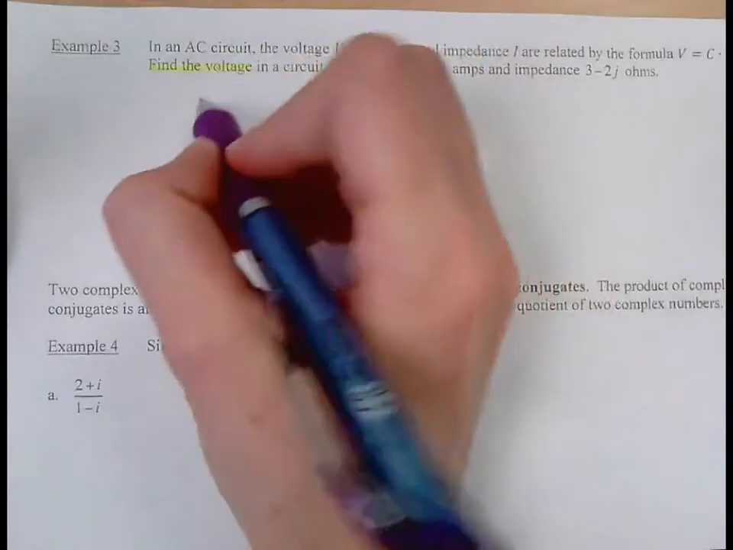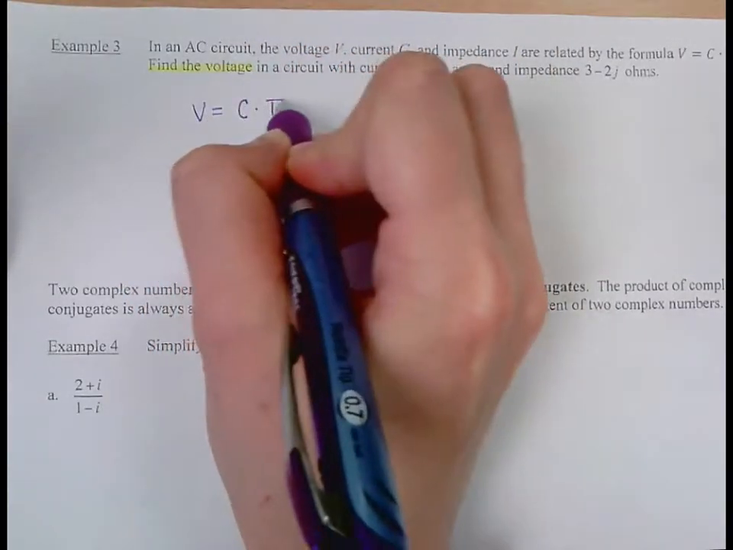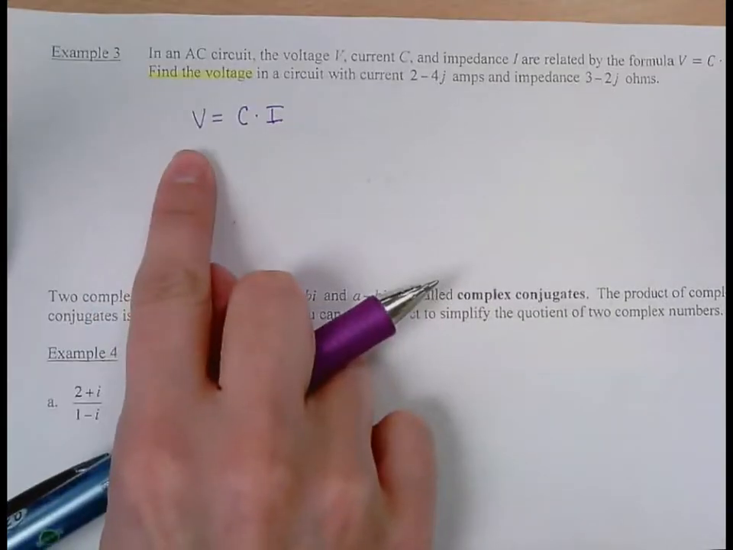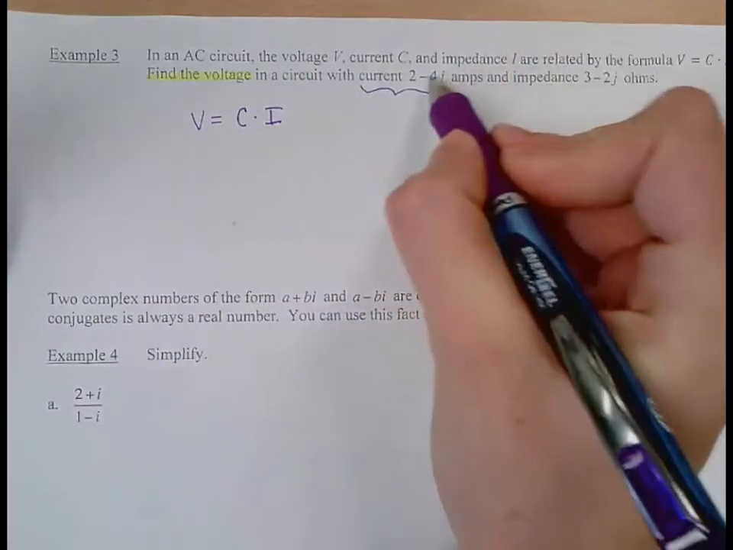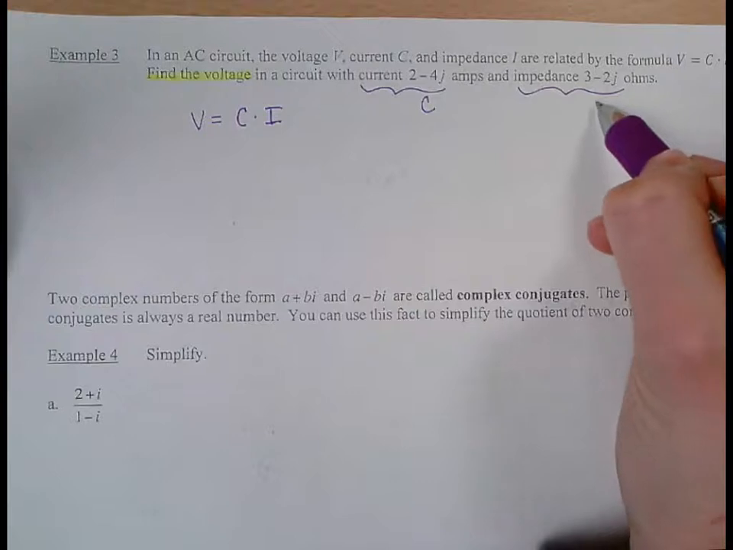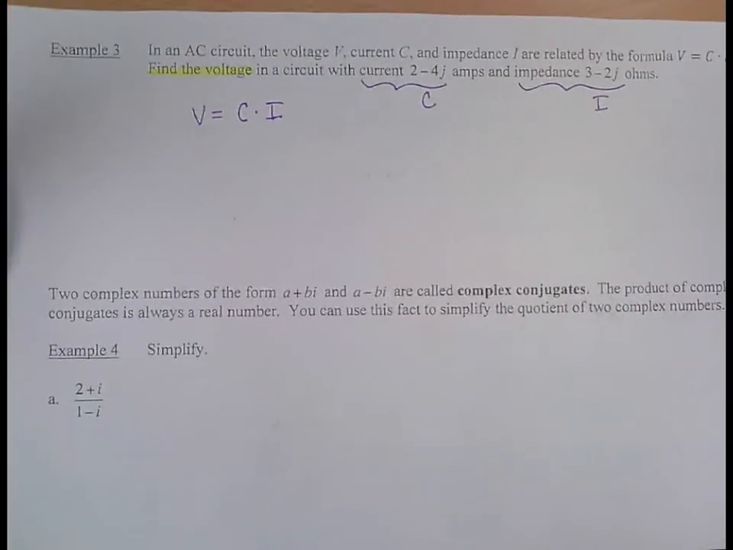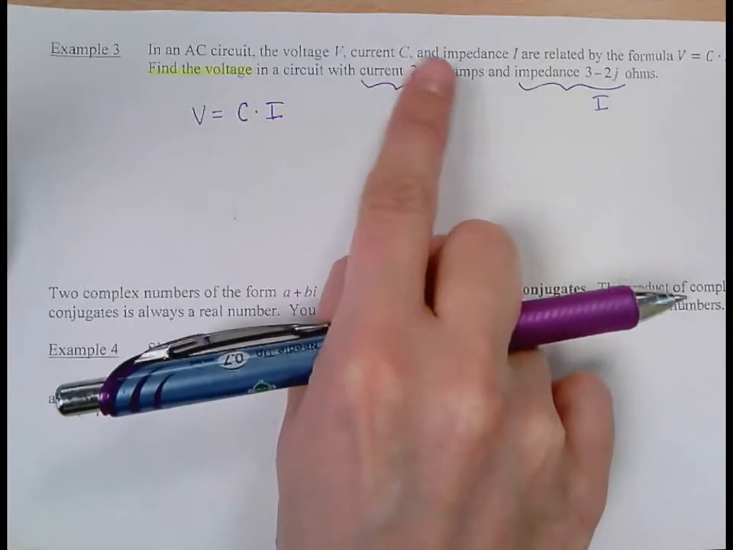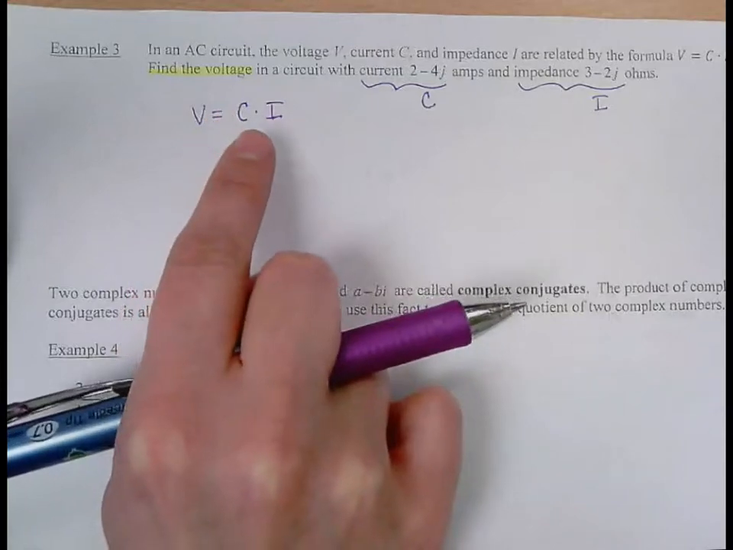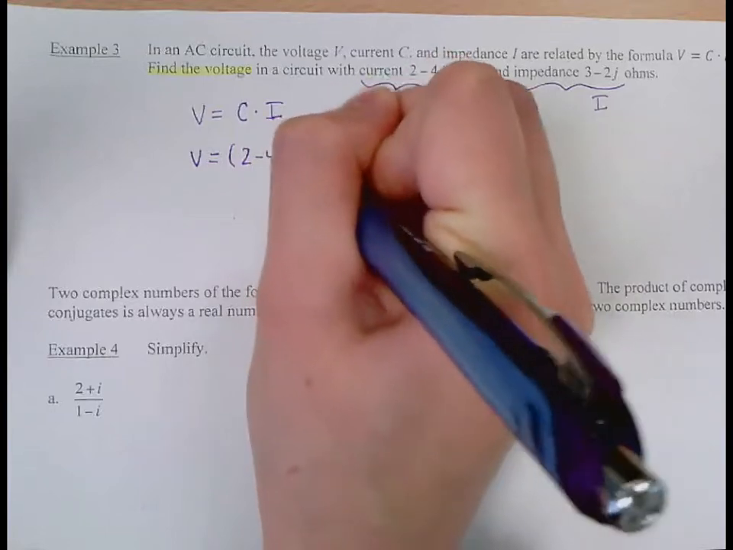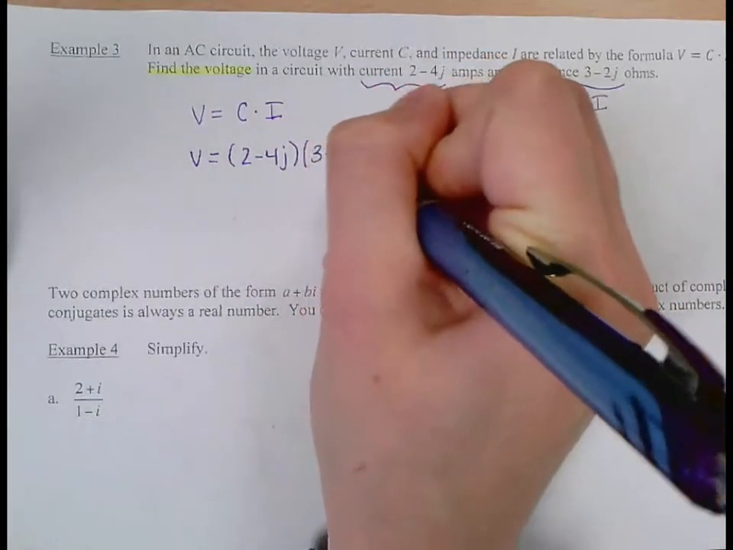So I'm going to start out, I'm just going to copy down the formula that you're given. Voltage equals current times impedance, C times I. And we're finding voltage. And we are given the current, so 2 minus 4j is your C, and then the impedance, 3 minus 2j is your I. So I'm going to substitute those quantities into the formula, and make sure when you do that, that you're putting parentheses around them because they are being multiplied. So V will equal 2 minus 4j multiplied by 3 minus 2j.